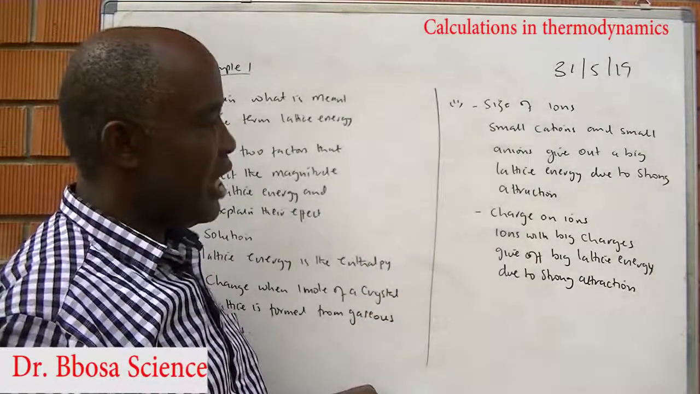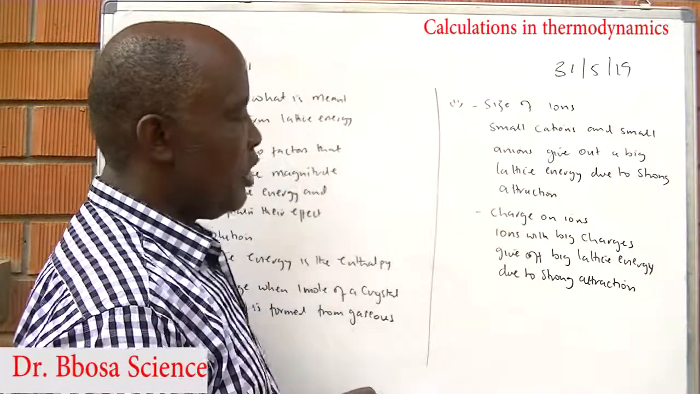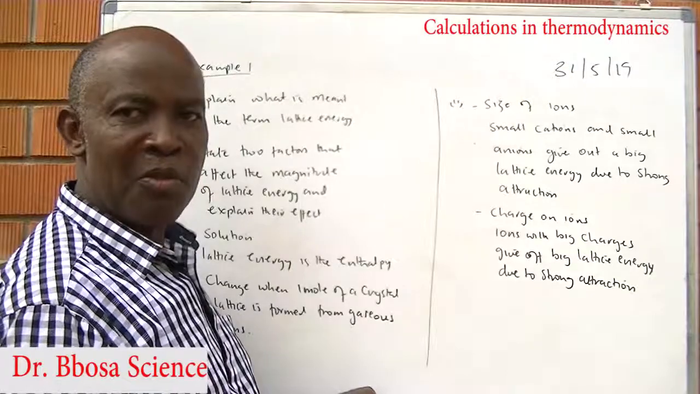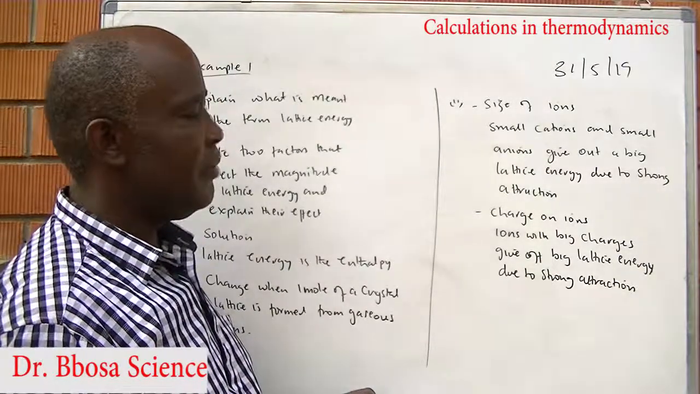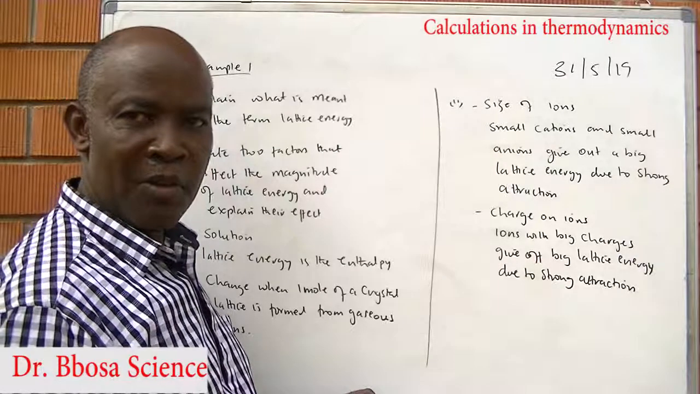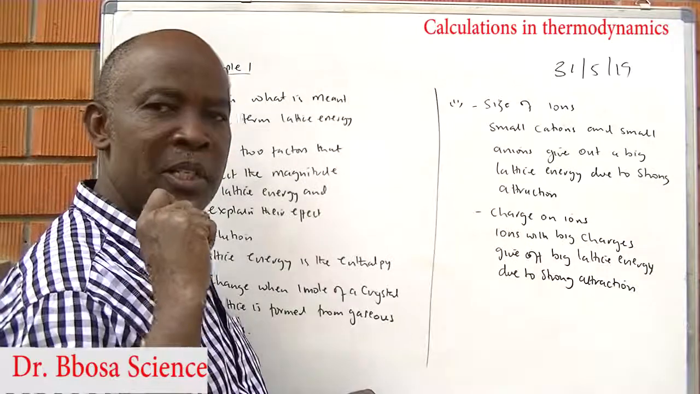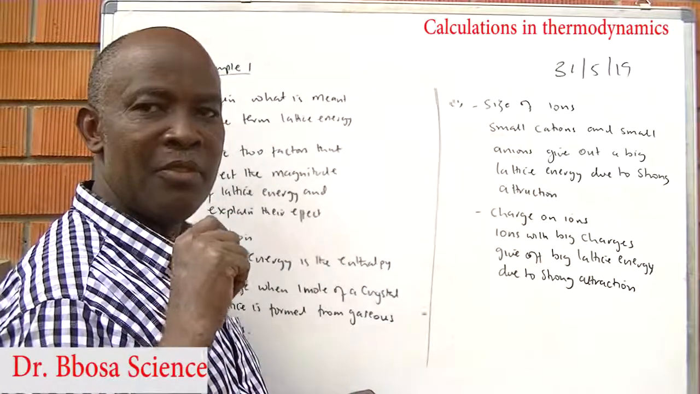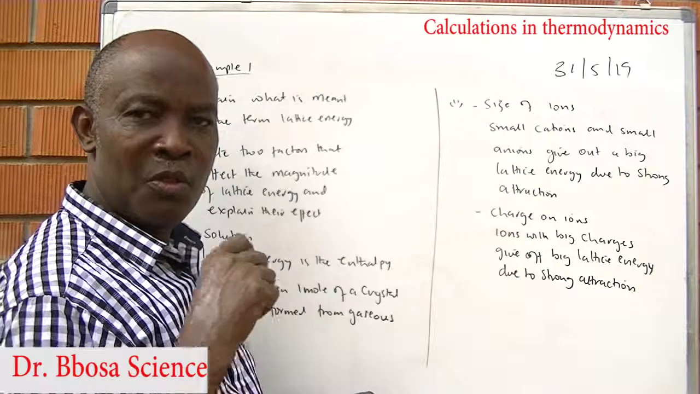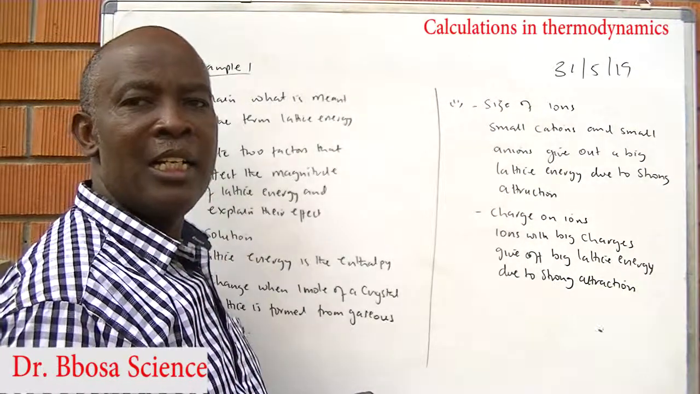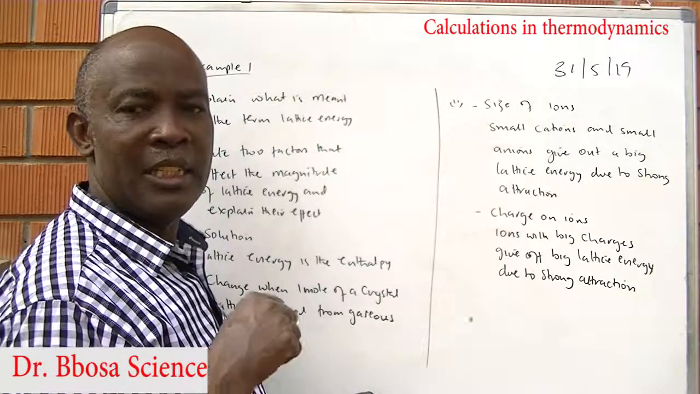Then two, charge on ions. Ions with big charges will give out a big amount of lattice energy due to strong attraction. The strong attraction is with ions with big positive charge and big negative charges. Strong attraction leads to high amounts of lattice energy.